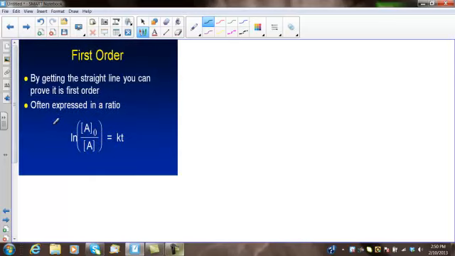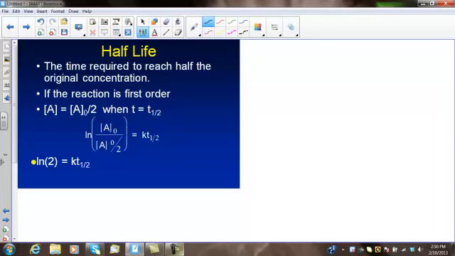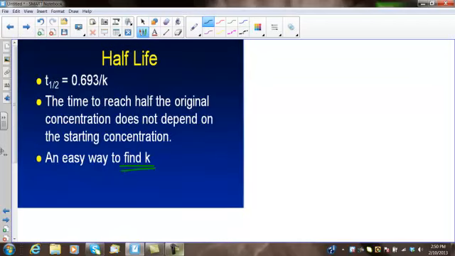So let's review. By getting the straight line, you can prove it's first order, often expressed in a ratio. The half-life is the time required to reach half the original concentration. If the reaction is first order, then ln 2 is equal to k t to the 1/2, where the half-life is equal to 0.693 divided by k. So the time to reach half the original concentration does not depend on the starting concentration. This becomes an easy way to find k.